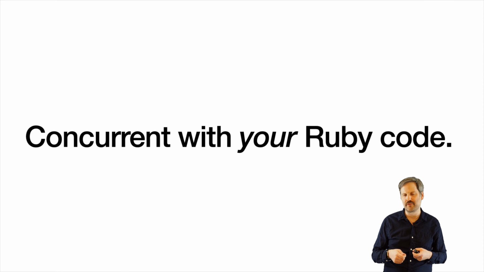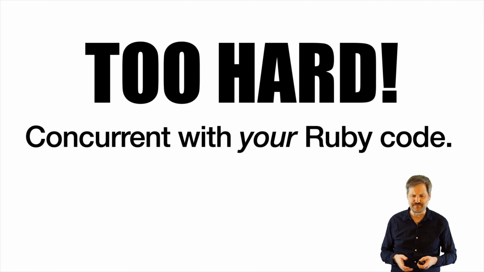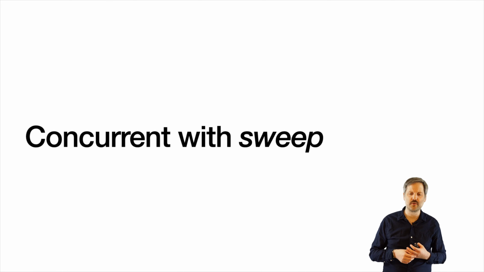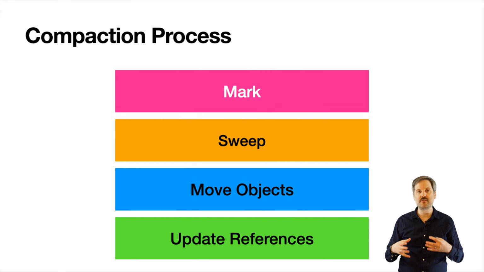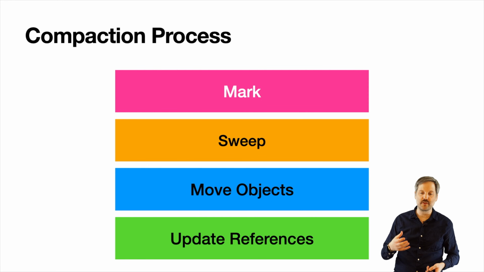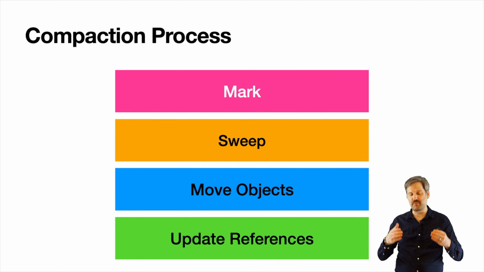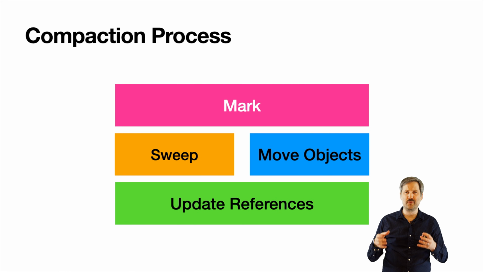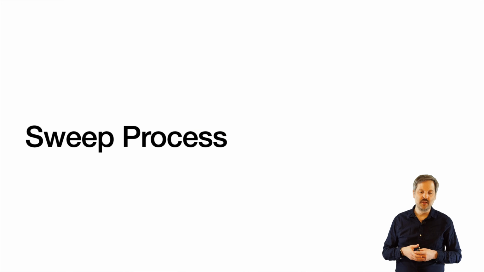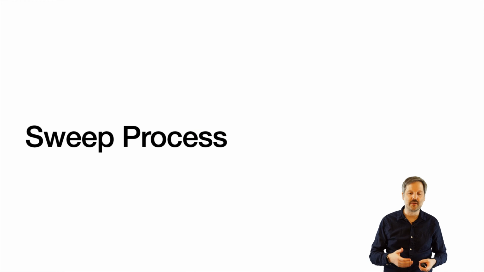But this is very hard for the first try, and I don't like doing hard things, so I wanted to start with something a bit easier. Instead of making it concurrent with Ruby code, I've decided to make it concurrent with the free step, or the sweeping phase, in the garbage collector. So for the first implementation, we'll change the GC steps a little bit so that moving objects happens concurrently with sweeping. So instead of having a linear process that looks like this, we'll have sweep and move happen at the same time.